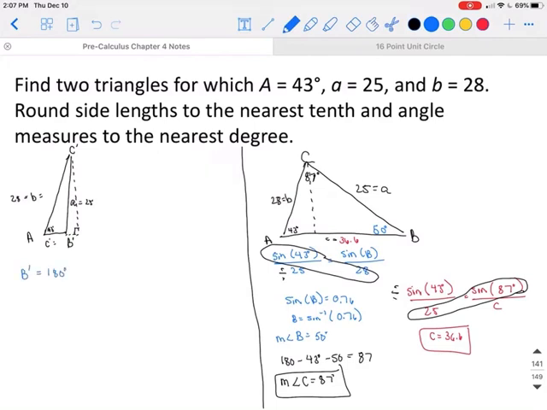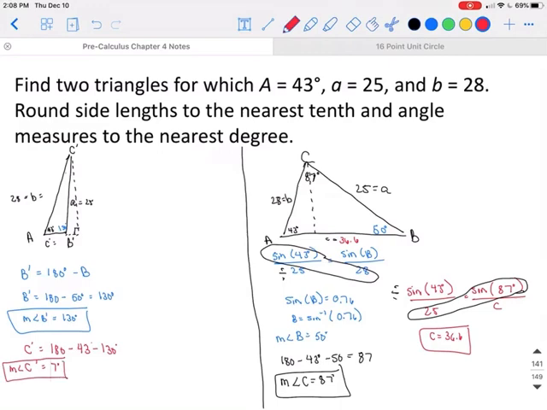Now, to find B prime, you are always going to do 180 degrees and subtract whatever you got for your B value on the acute triangle. So in our case, our B prime is going to equal 180 minus that 50 degrees, which will be 130 degrees. So the measure of angle B prime is 130 degrees. Now we can find angle C prime, which is just 180 minus angle A minus angle B prime. And that's going to leave us with the measure of angle C prime to be 7 degrees.